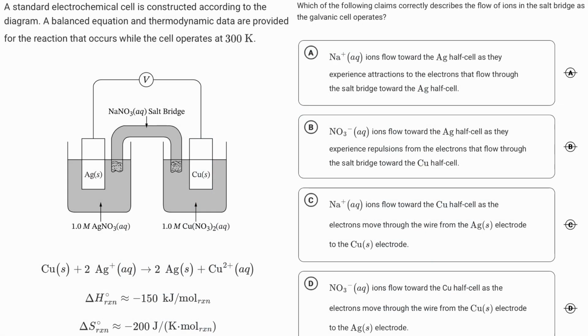All right, so let's do some examples with voltaic cells. So a standard electrochemical cell is constructed according to the diagram. A balanced equation and thermodynamic data are provided for the reaction that occurs while the cell operates at 300 Kelvin.